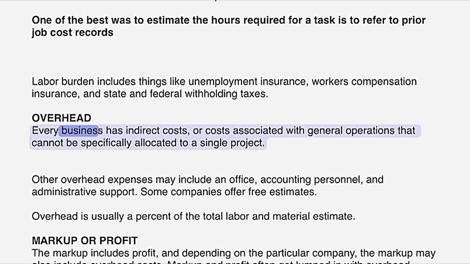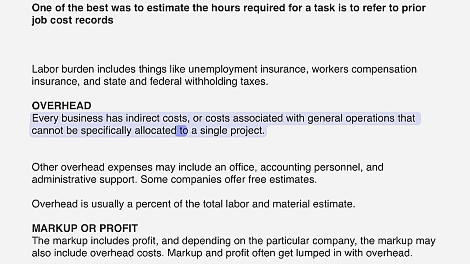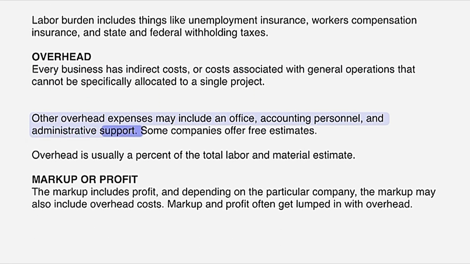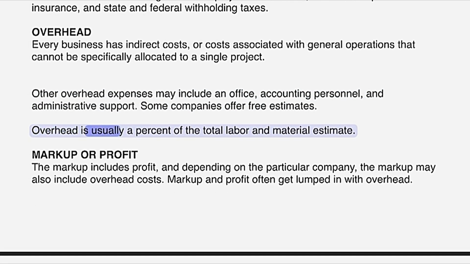Overhead. Every business has indirect costs, or costs associated with general operations that cannot be specifically allocated to a single project. Other overhead expenses may include an office, accounting personnel, and administrative support. Some companies offer free estimates. Overhead is usually a percent of the total labor and material estimate.